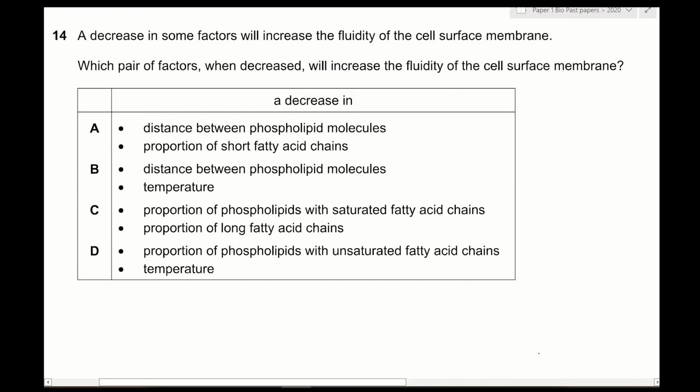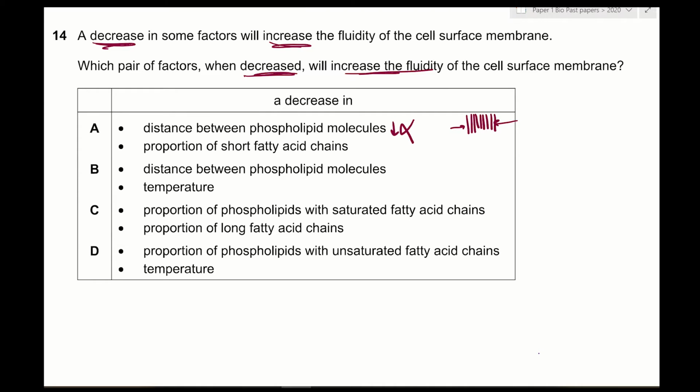Number 14, a decrease in some factors will increase the fluidity of the cell surface membrane. So a decrease increases the fluidity. Which pair of factors, when decreased, will increase the fluidity of the cell surface membrane? Now let's look at the suggestions that we have here. For A, distance between phospholipid molecules decreases. Now, what happens when the distance between them decreases? This means that phospholipid molecules pack closer together. Actually, when they pack closer together, the membrane becomes less fluid. It does not increase the fluidity, it actually makes it less fluid because now they are packing way closer together.